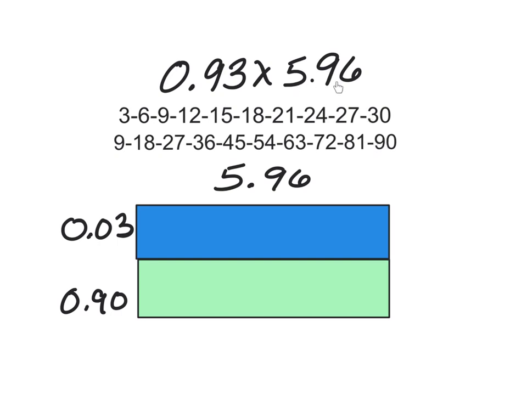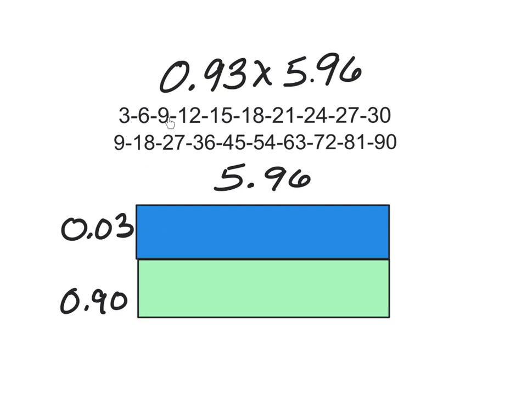I put the 5.96 right up on top of my 2 area boxes, and then I broke 0.93 into 0.90 and 0.03. And now I'm going to rock and roll with the first area box here, which is for the 3 in the hundredths column, because this is the tenths column and the hundredths column. So here we go. 3 times 6.